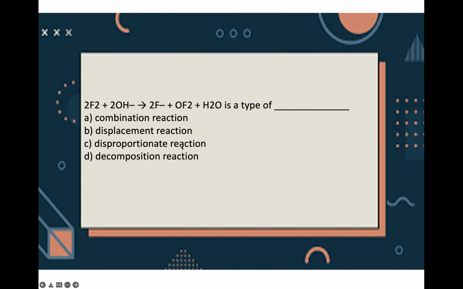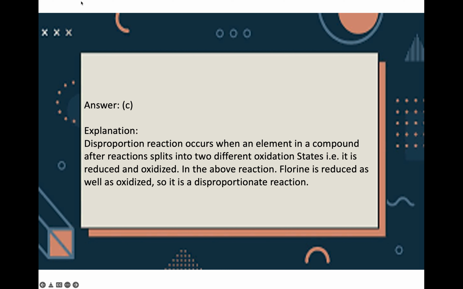Okay, now next equation: 2F2 plus 2OH minus gives 2F minus plus OF2 plus H2O. What type of reaction is this? Is it combination, displacement, disproportionation or decomposition reaction? Answer is C, disproportionation reaction. Because a disproportionation reaction occurs when an element, after reaction, splits into two different oxidation states, that is, simultaneously at the same time it is oxidized as well as reduced. So here fluorine is reduced as well as oxidized. So both reactions are taking place, it is a disproportionation reaction.